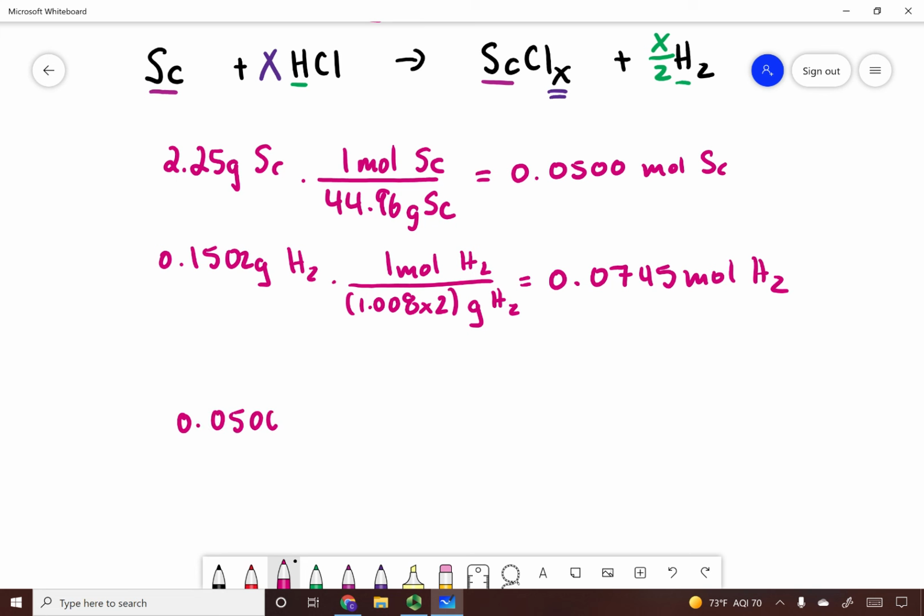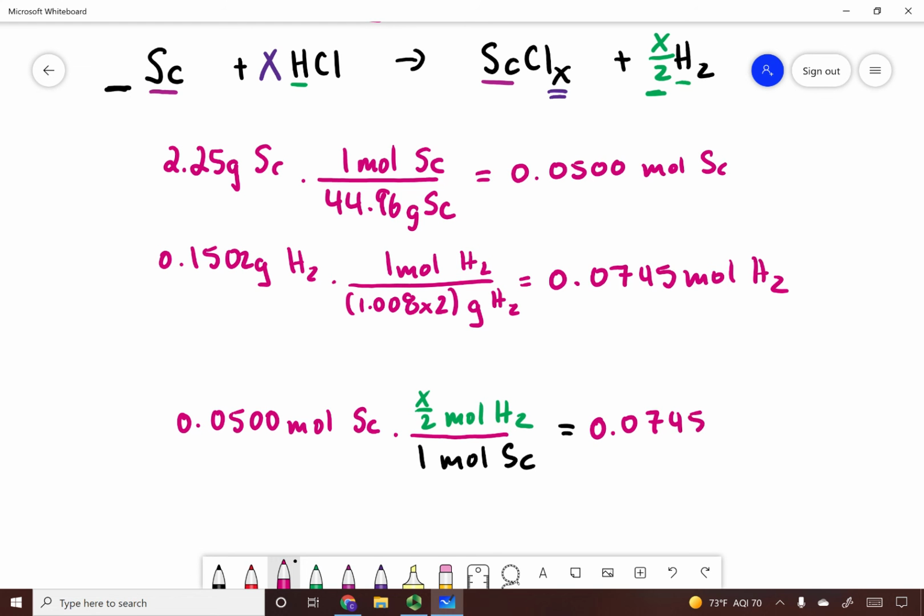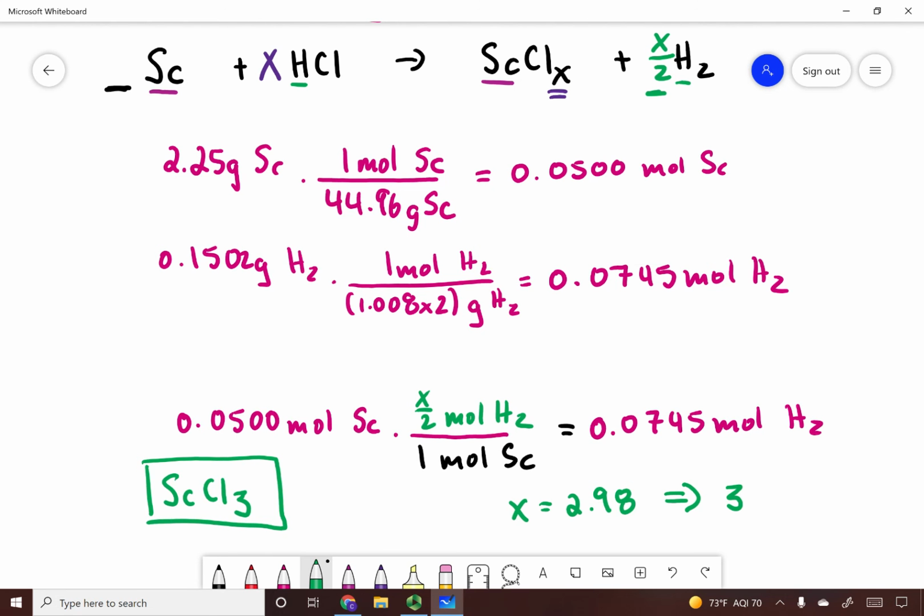So, 0.0500 moles of scandium, I'm going to go ahead and multiply that by the mole ratio. The mole ratio says that to make X over 2 moles of H2, I'm going to need 1 mole of scandium. So again, I'm looking at these coefficients in front of my chemicals in my chemical equation. Now this is going to equal 0.0745 moles of H2. So I'm going to solve for X. In this case, X is going to equal 2.98. And we know that subscripts have to be whole numbers, so I'm going to round that to 3. So to answer this question, we know X is 3, so we identify what the formula is for our scandium chloride, and that's going to be ScCl3.